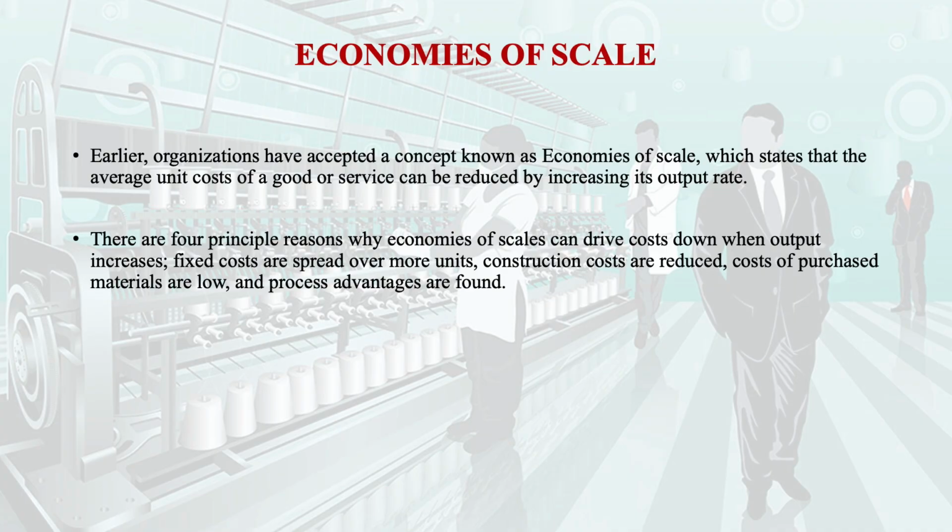There are four principal reasons why economies of scale can drive the cost down when the output increases. First one is fixed costs are spread over more units. Construction costs are reduced. Cost of purchased materials is low, and process advantages are also found.